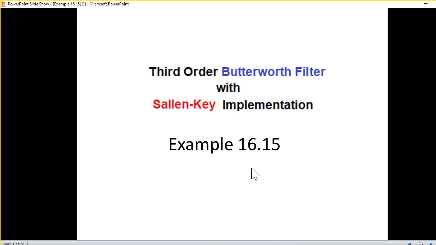Bismillahirrahmanirrahim. This video will be discussing third order Butterworth filter with Sallen-Key implementation, and along with we'll be discussing example 16.15. And for this a student has requested. Let's proceed.